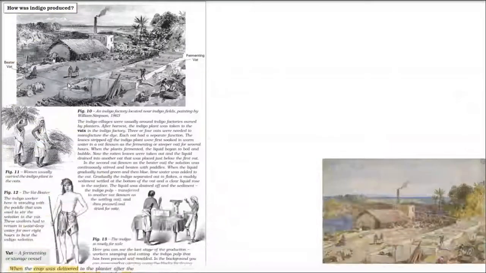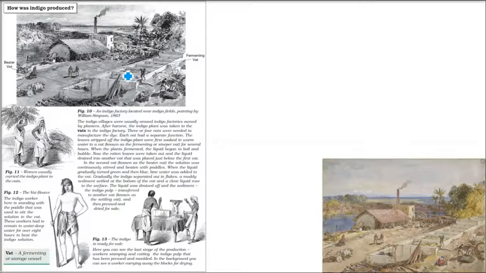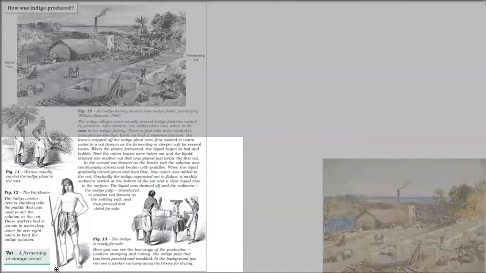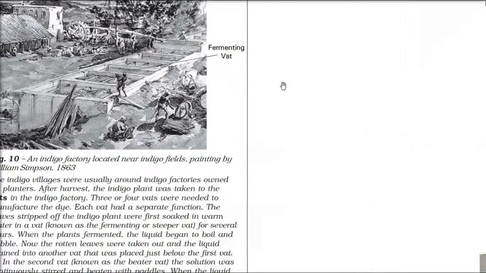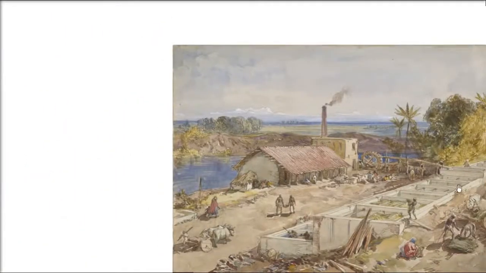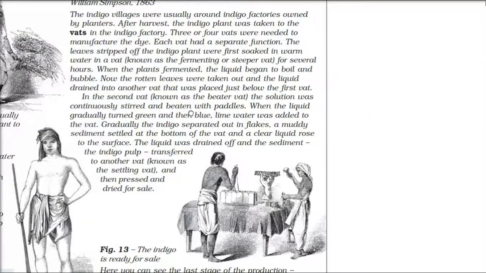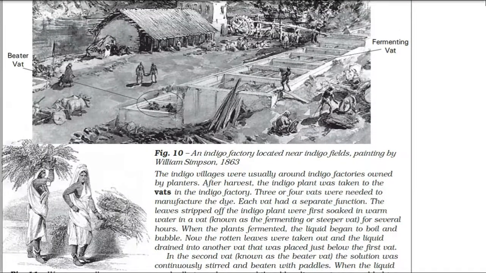Okay, but before that, let me tell you how indigo is produced. How the factory looks, what happens there. First of all, this picture, if you understand it, you will know how it is done. Now here you see the vat. A vat is a tank, and just below it we have a second tank. You cannot see the hole because of the angle. So there is one level above.